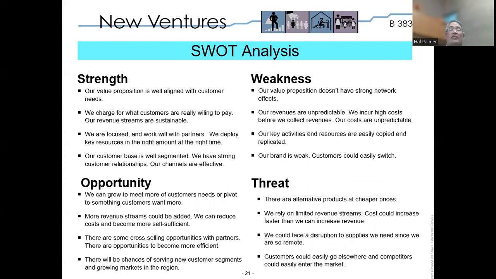Another important thing to do is a SWOT analysis, and I have one here. SWOT is an acronym that stands for strengths, weaknesses, opportunities, and threats. It's good to understand what you are good at, what your strengths are, but what are your weaknesses? Where do you need to focus efforts to become stronger?